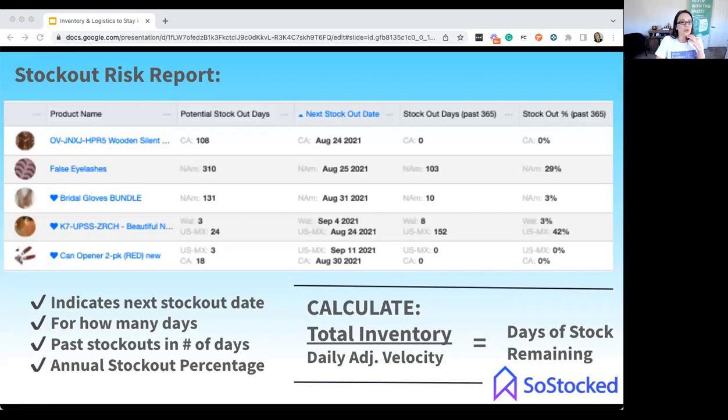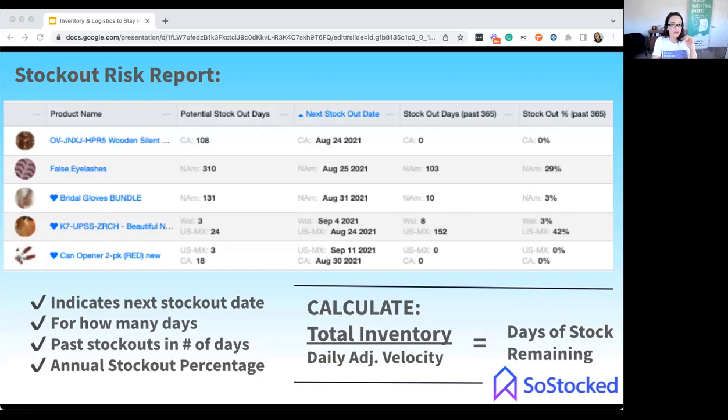You want to indicate the next stockout date. When is this product going to stock out? For how many days is it potentially going to stock out? And, kind of a bonus, how many days in the past year has it stocked out? This will help you identify supply chain issues. And then you can do the total stockout percentage.